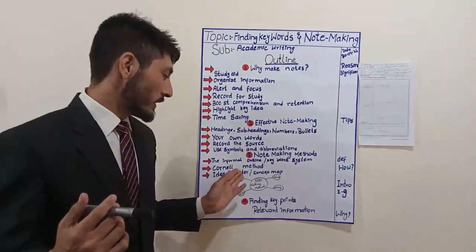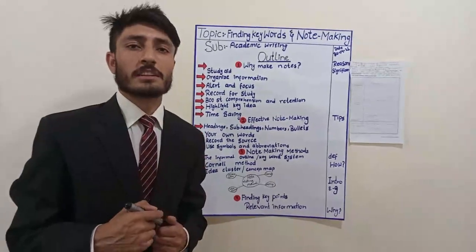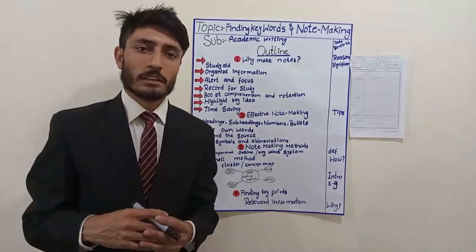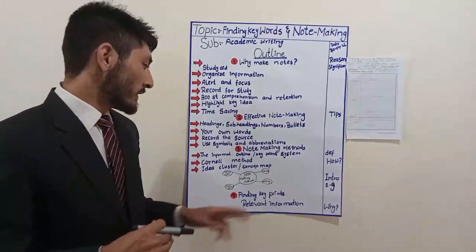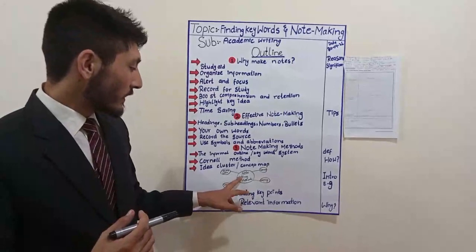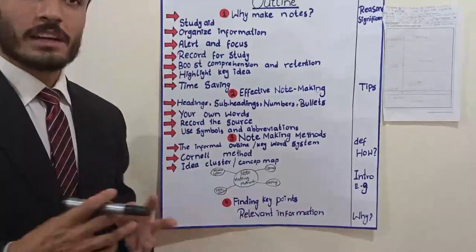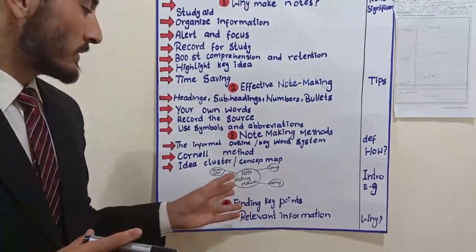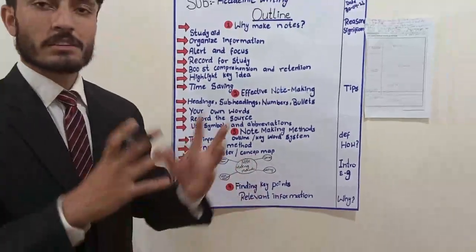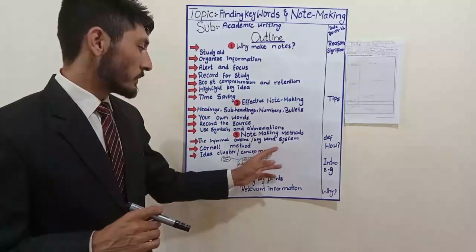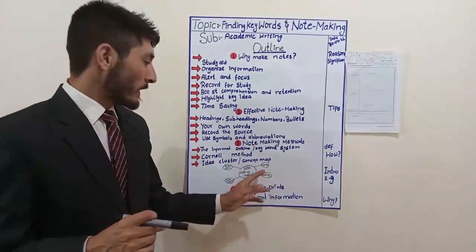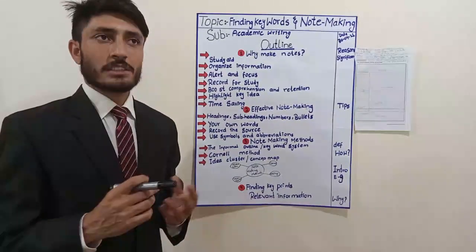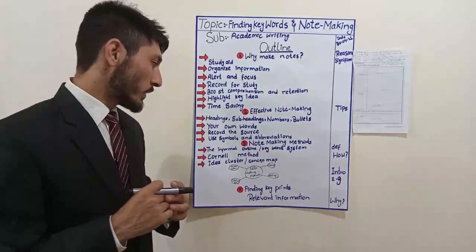Now come to the idea cluster, which is also known as the concept map. It is the visual form of note making in which you use diagrams and symbols. Here is the sample. You write a central circle which contains the main idea, your main topic, and the subtopics and other ideas branch out from the central topic, and you can draw as many circles as you can. It's like the branches of a tree which spread out from the central point.